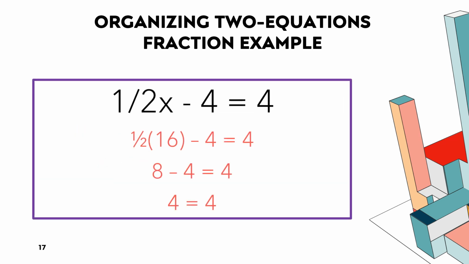We are checking our work by replacing x with 16 and simplifying. Since half of 16 is 8, we rewrite the problem as 8 minus 4. On the following line, we subtract 4 from 8. This gives us 4. Finally, we have a true statement of 4, which is equal to 4. So, our work was correct. Good job.